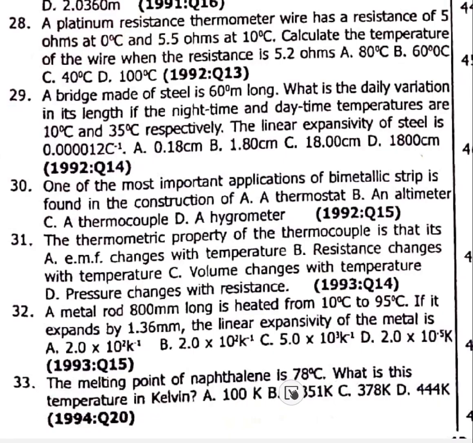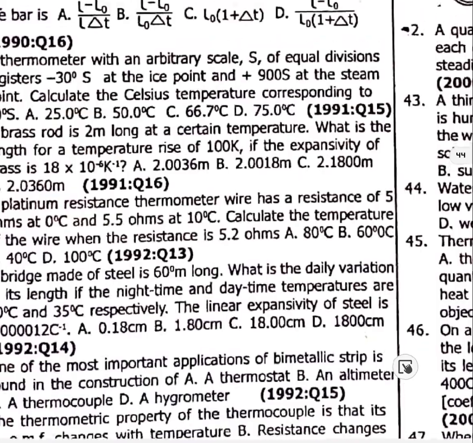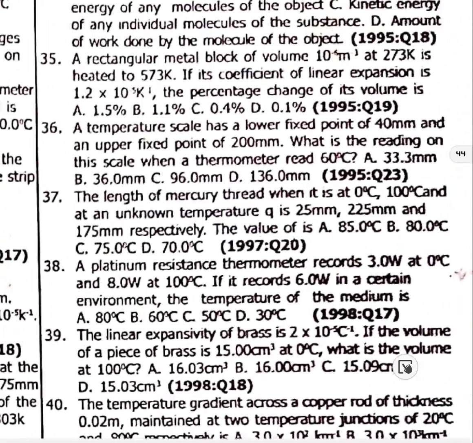The melting point of naphthalene is 78 degrees. What is it? Now that has to do with calculation. Let's run.